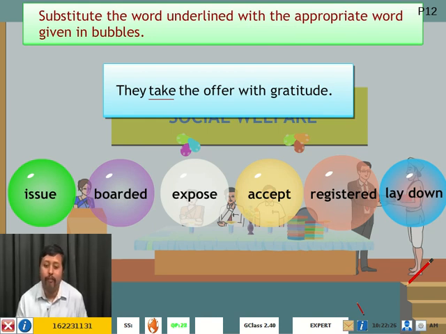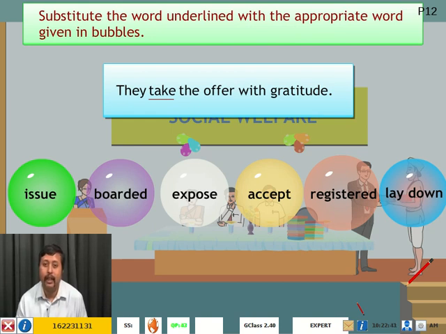They take the offer with gratitude. Is it take word to us? The underlined word is take. We need to replace that word with the 6 options we have.